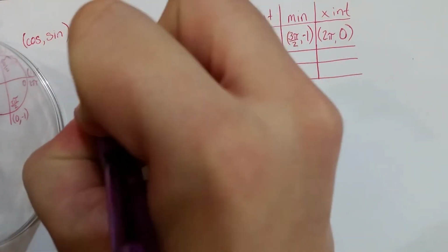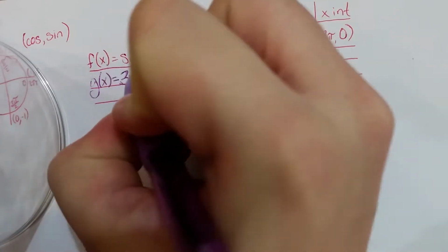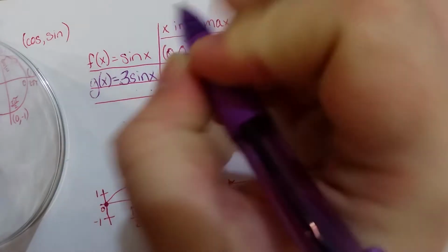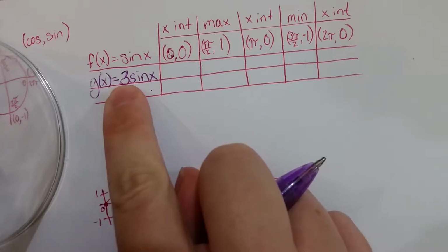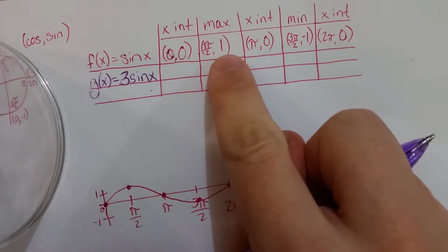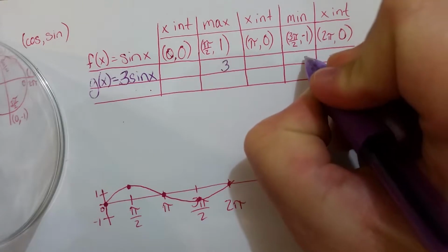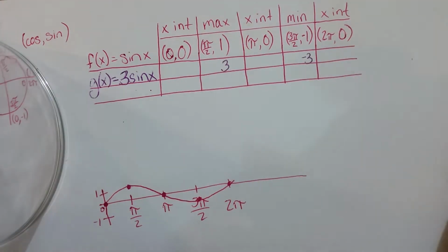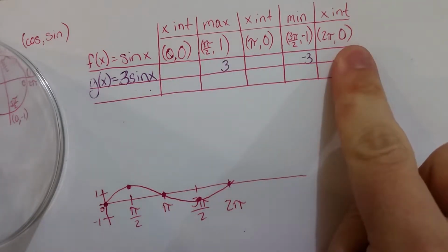Alright, so let's say g of x equals 3 sine x. What's happening is this 3 is going to change the maximum and minimum to be 3 and negative 3. The maximum used to be at 1, but now it's going to be at 3. The minimum used to be at negative 1, now it's going to be at negative 3. Other than that, everything else will stay exactly the same.